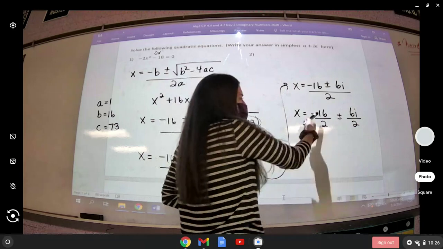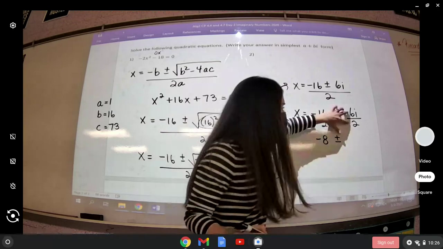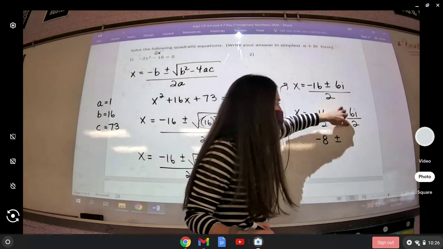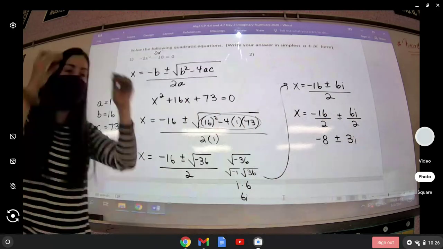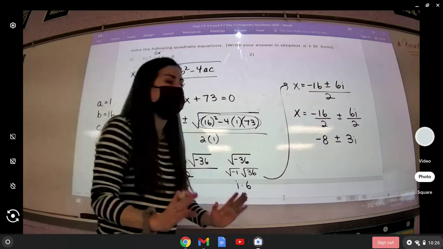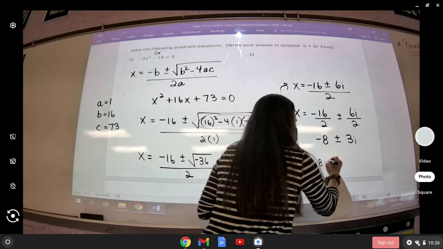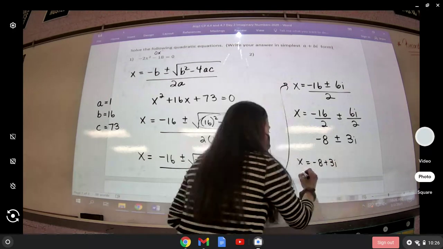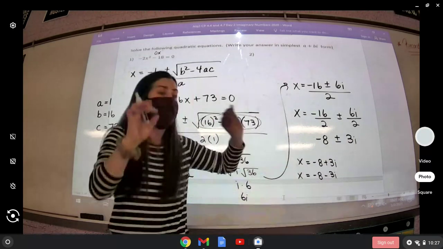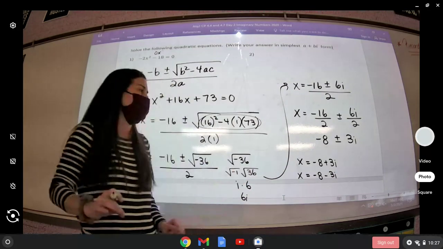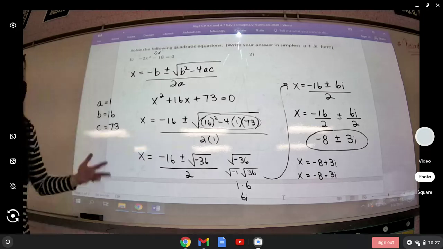So guys, what is negative 16 divided by 2? It's negative 8. And then plus or minus, I am allowed to divide the 2 numbers in front. 6 divided by 2, guys, that's 3. That's plus or minus 3i. So you end up with 2 completely different imaginary numbers as your answer. One answer is when you take negative 8 and you add 3i to it. And the other answer is when you take negative 8 and you subtract 3i from it. And those are your 2 completely different imaginary answers. But I would just write it like this on Delta Math. Just keep them together as one answer combined, as 2 answers combined.